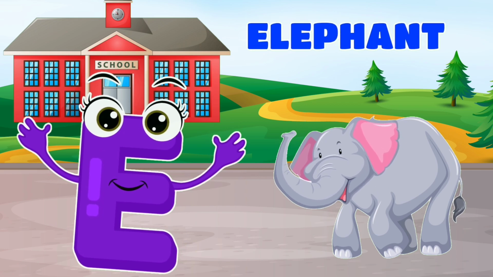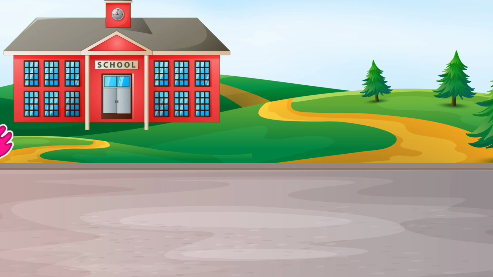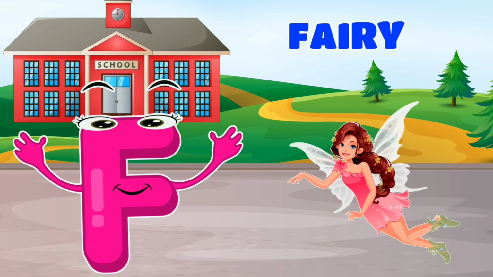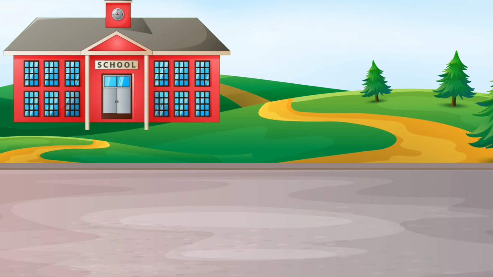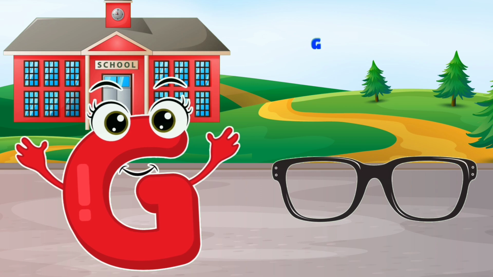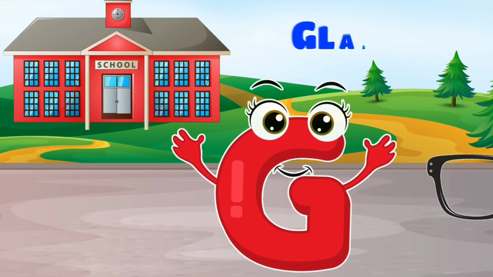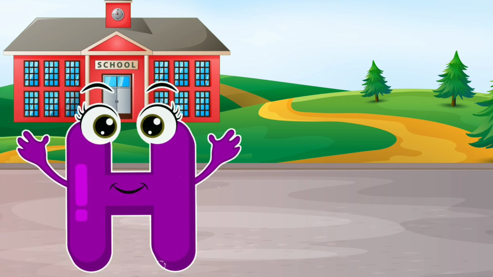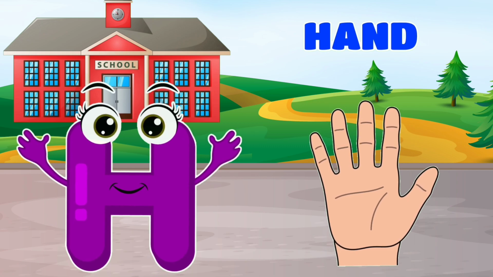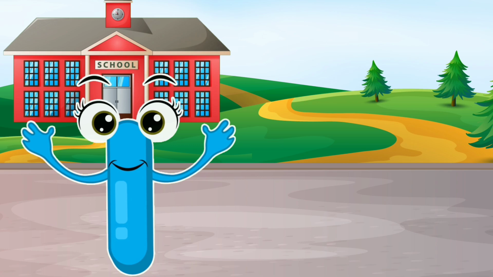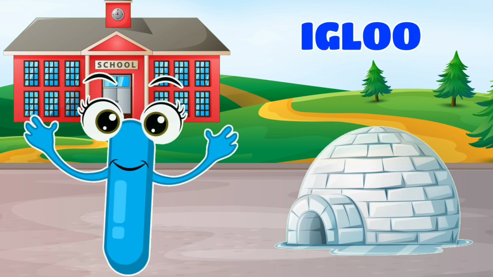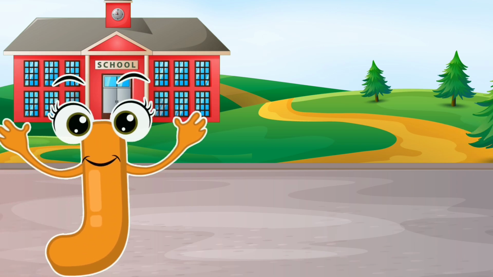E is for elephant. Yeah. F is for fairy. Yeah. G is for glasses. H is for hand. Yeah. I is for igloo. Yeah.